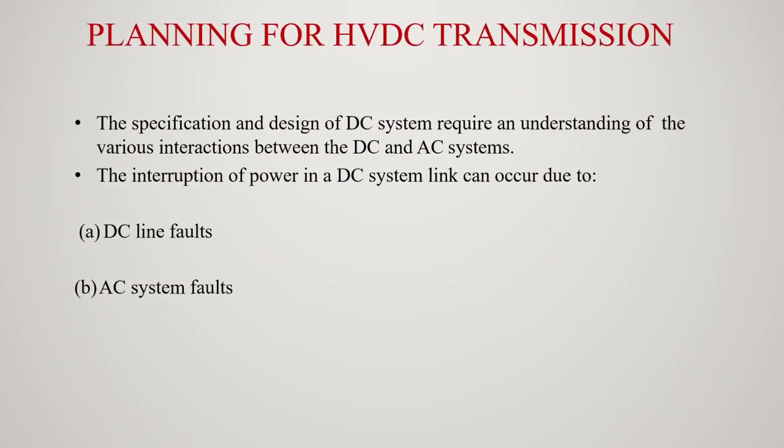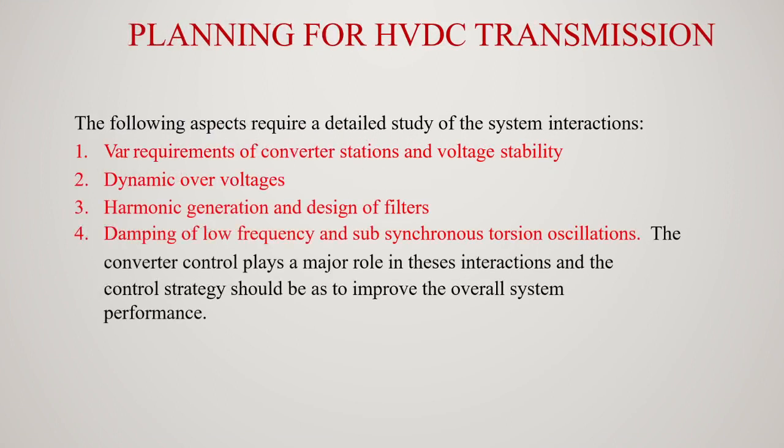Then we have seen, interruption of power in a DC link can occur due to DC line faults or AC system faults. And the following aspects require a detailed study of the system interaction: first, VAR requirements of converter station and voltage stability; second, dynamic overvoltages; third, harmonic generation and design of filters; fourth, damping of low frequency and subsynchronous torsion oscillations; and fifth, carrier frequency interference caused by spiky currents in valves due to discharge of stray capacitances and snubber circuits.